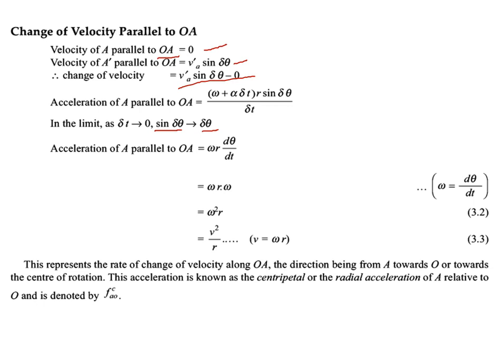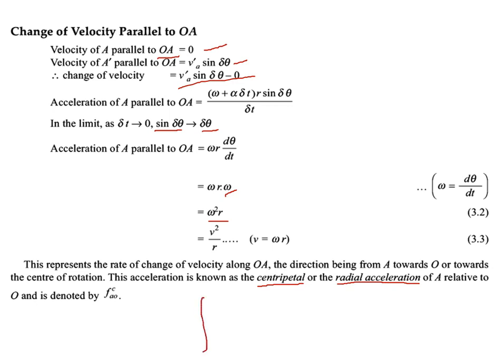This is nothing but the change in the angular velocity, that is nothing but omega, the angular velocity. So it becomes omega into R, so omega square R. And you know that V is equal to omega R, so you can write it in terms of V square by R. This represents the rate of change of velocity along OA, the direction being from A towards O, or towards the center of rotation. This is known as the centripetal or the radial acceleration.